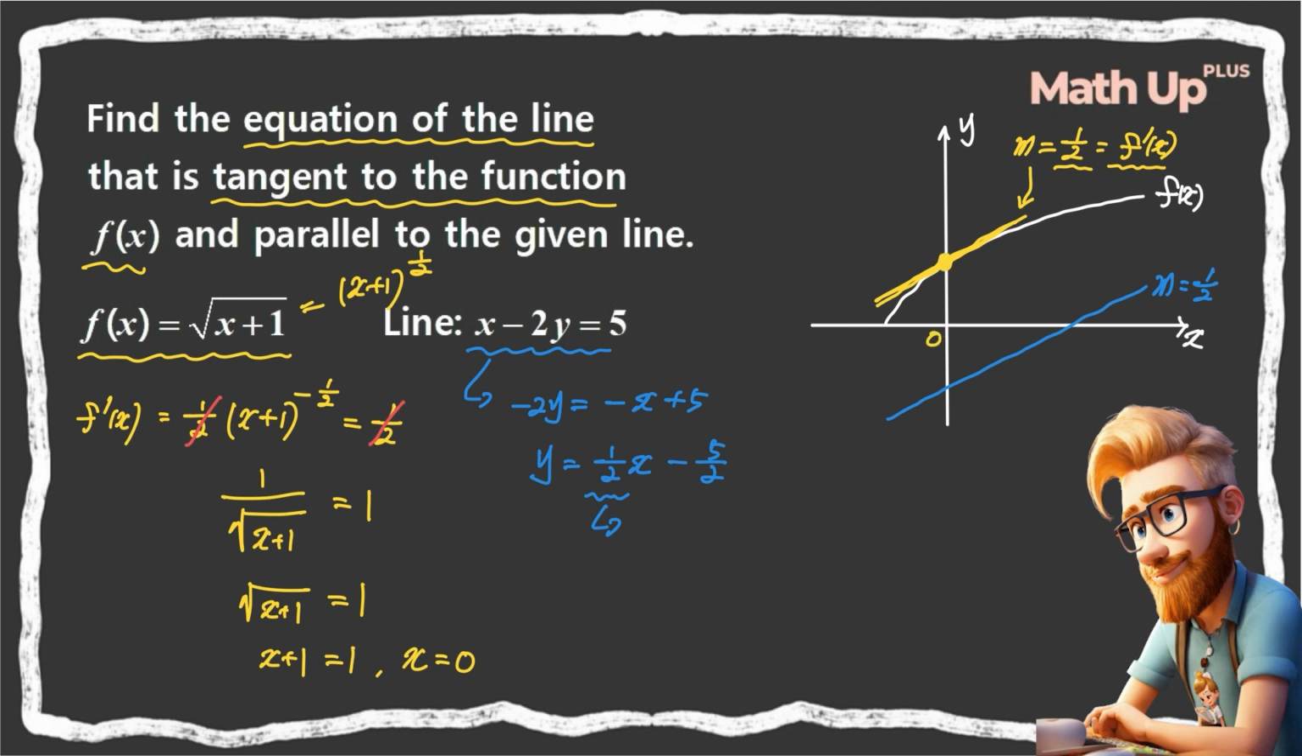Now let's write the equation of the line. Using point slope form, y minus y1. What's y1? When x is 0, what is the value of y? f of 0 is equal to square root of 0 plus 1, so that is equal to 1. So y minus y1, which is 1, is equal to the slope, 1/2, times x minus x1, which is 0. So the equation of the tangent line is y is equal to 1/2 x plus 1. That's it.